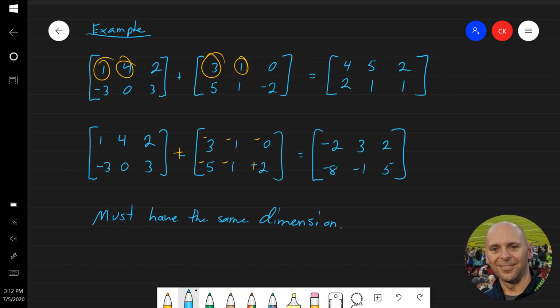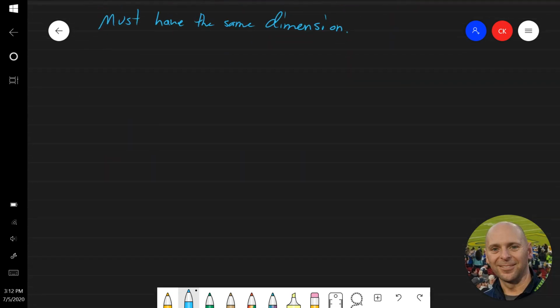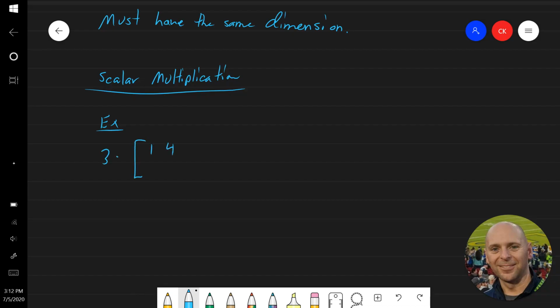We can also do scalar multiplication. So this will be the next little piece that we do. So for scalar multiplication, you'll remember scalar is just a fancy name for a constant. Here we'll take an example of 3 times the matrix 1, 4, 2, and then negative 3, 0, 3, so that's the same one we were working with before.